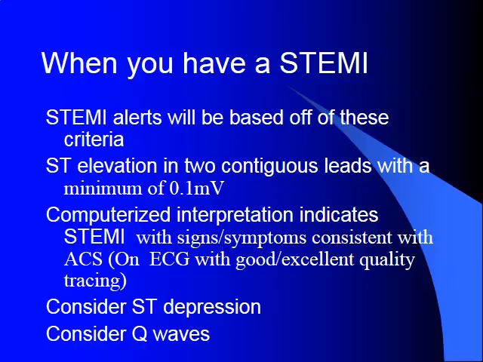These are some pretty standard signs right here. What you want to look for is ST elevation in 2 contiguous leads with a minimum of 0.1 millivolts or 1 small box. You want to look at your computerized interpretation indicating a STEMI with signs and symptoms consistent with ACS on an ECG with good quality. And then you want to consider your ST depression or reciprocal changes and consider Q waves as well.